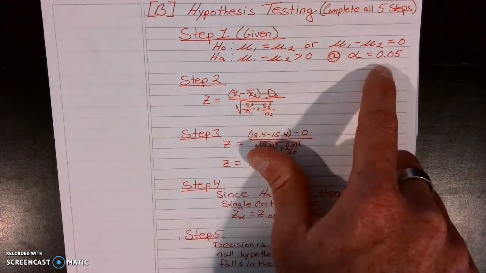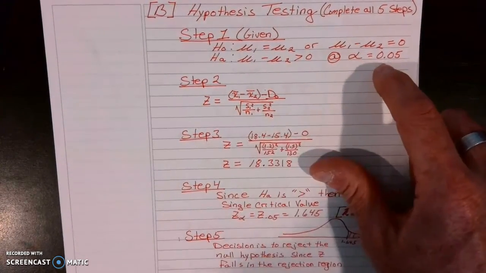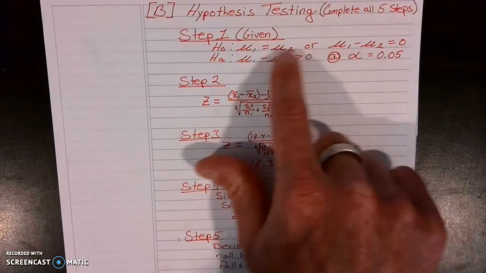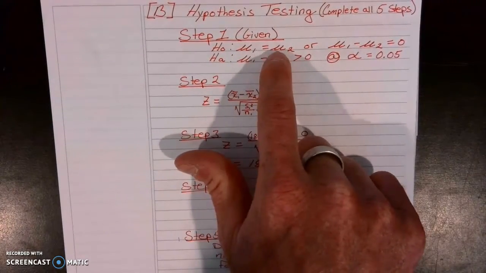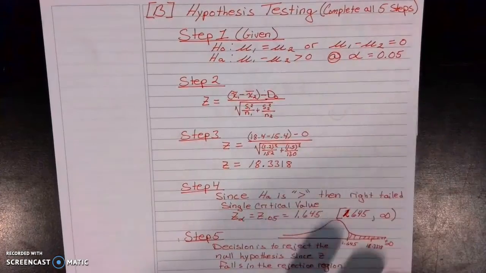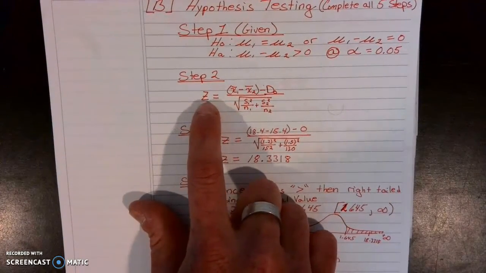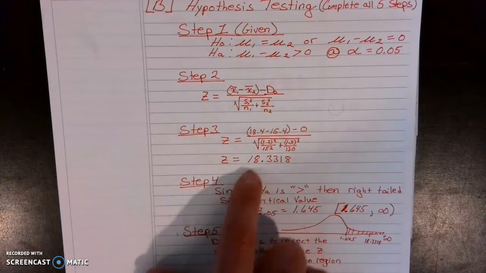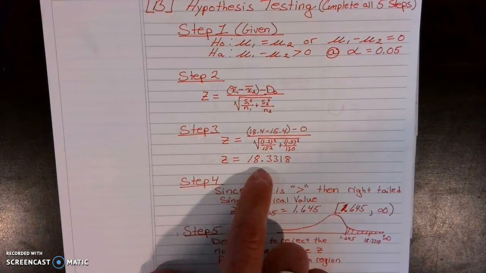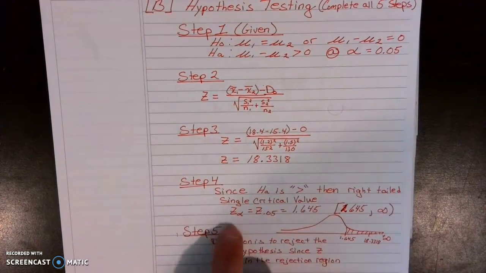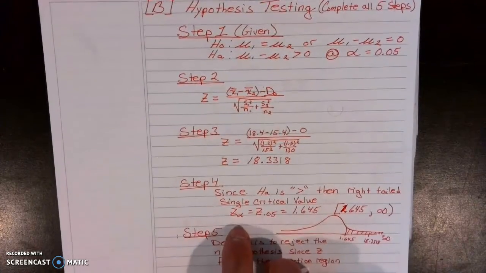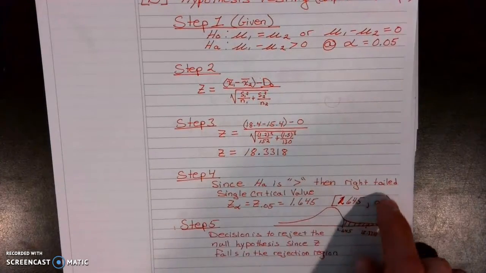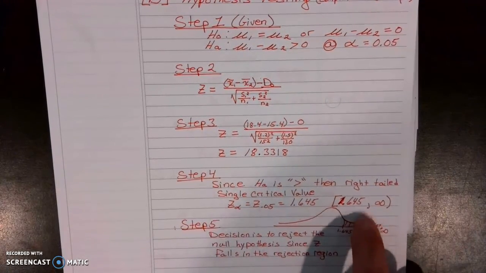Remember, we're evaluating it at 95% significance here, so that's where alpha is 0.05. And you might ask, what does this mean? Basically, if they are equal to one another, then if you were to subtract them, you would get 0. That's all that means. So now step 2, we need to go ahead and calculate our z-score. This is the formula we are using for our z-score. We plug in all of our values, and what we get here is that z equals 18.3318. Okay? So now at step 4, since the alternative hypothesis is greater than, we can say that we are using a right-tailed test.